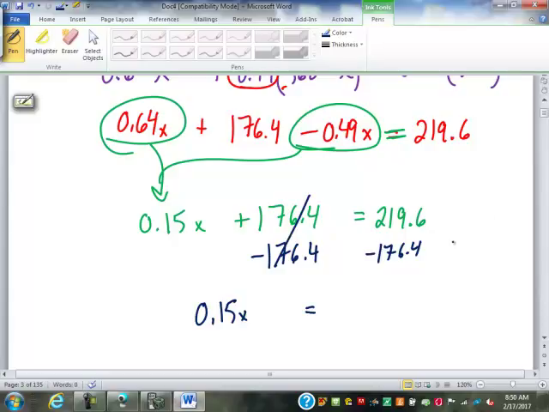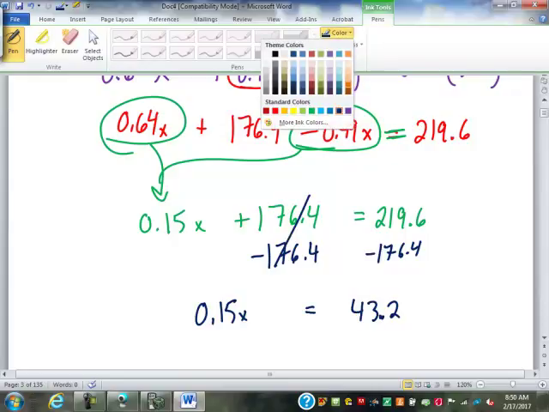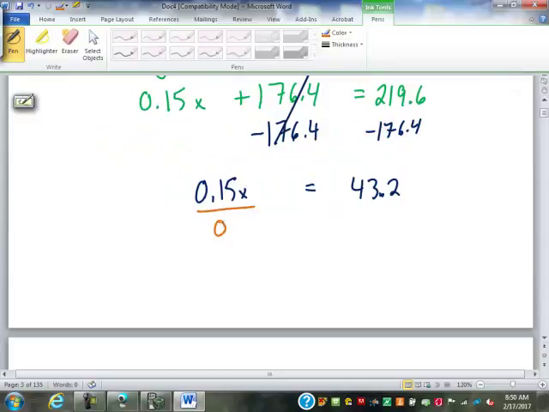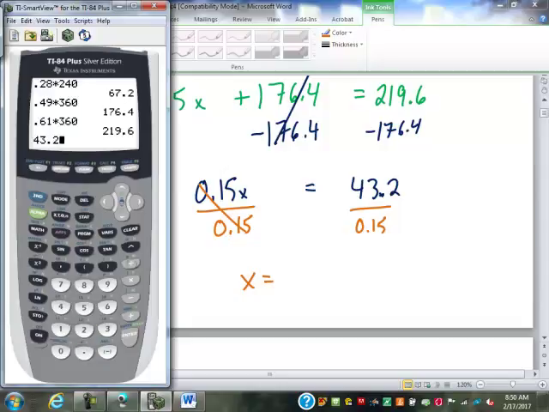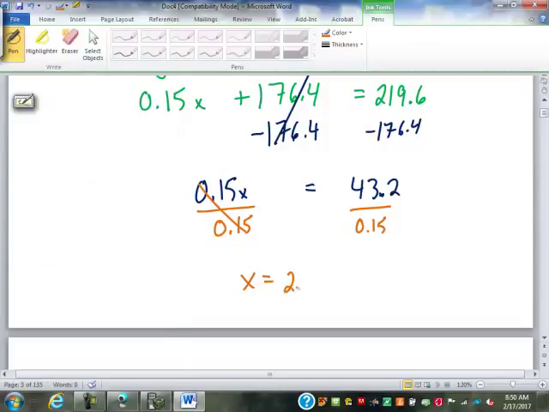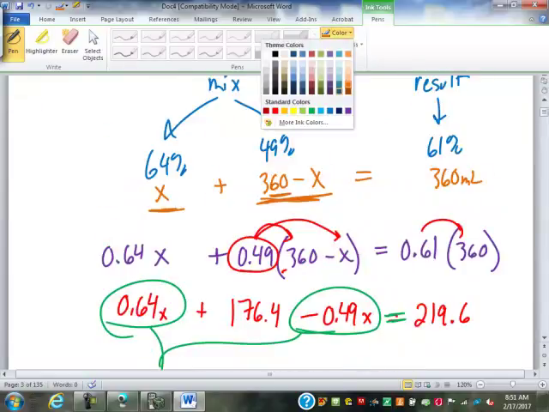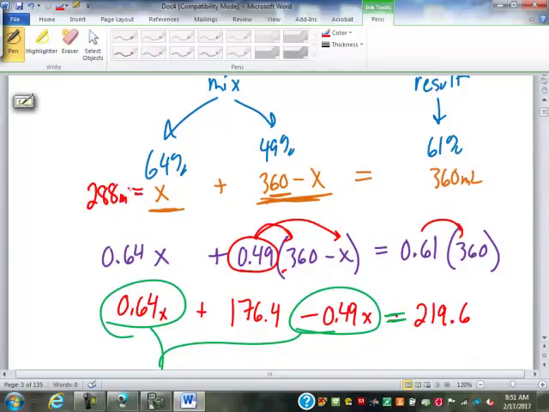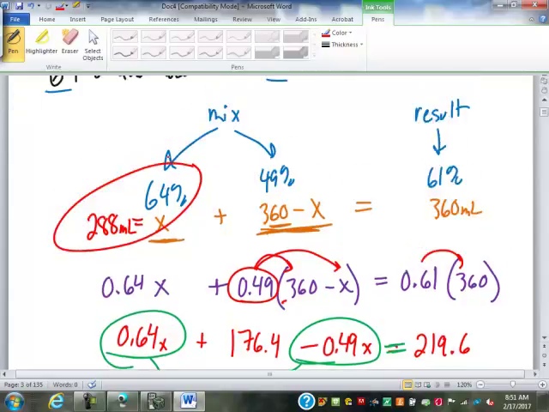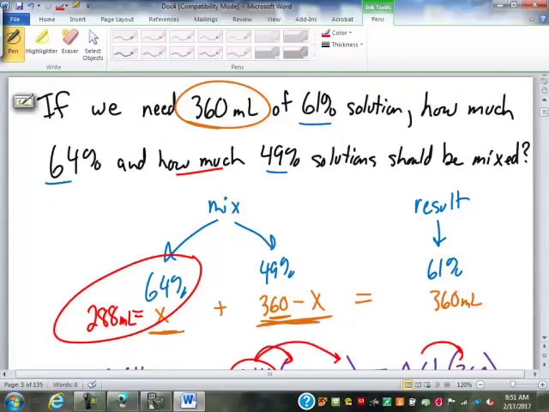Over here, what do we have? 43.2, I believe. Then what? Divided by 0.15. So 43.2 divided by 0.15. So 288. So x is 288. Again, we have to go back and make sure we've answered our question. So x is 288 milliliters. That's the amount of our 64%. But we're asked how much of each. So we need to figure out the 49%, which will be 360 minus 288, which will be 72 milliliters. So 72 milliliters is the 49%.